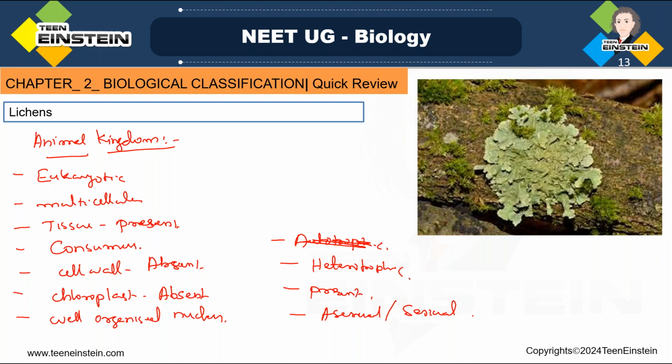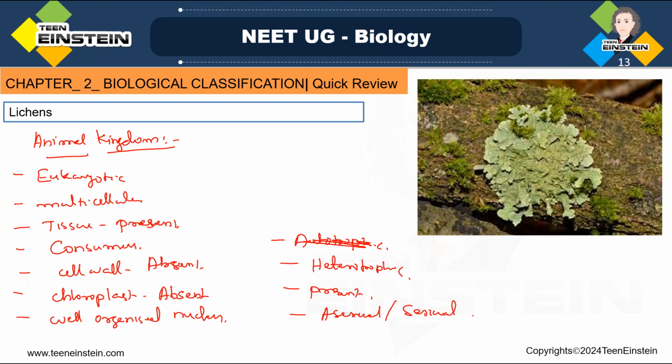Clear? So these are the main things we need to learn in this chapter. Just make a table for comparison of all these kingdoms, so that you cover almost all the features: cell type, complexity of body, tissue system, ecological role. Then chloroplast, cell wall, nucleus, nutrition, motility, and then the modes of reproduction they follow. So for each character in each kingdom, whether it is present or absent and how it works, that you need to learn.